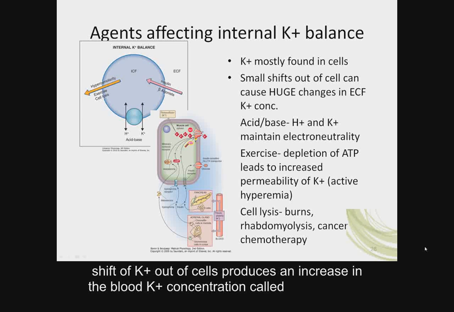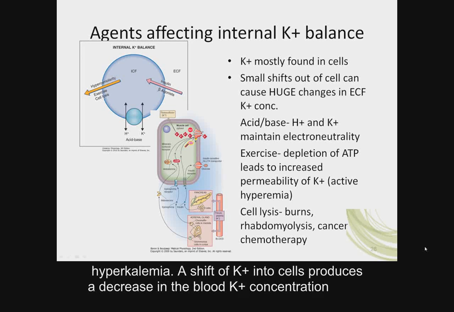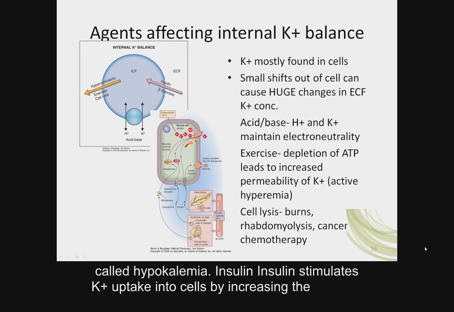A shift of potassium out of cells produces an increase in the blood potassium concentration, and this is called hyperkalemia. A shift of potassium into cells produces a decrease in the blood concentration, and this is called hypokalemia.